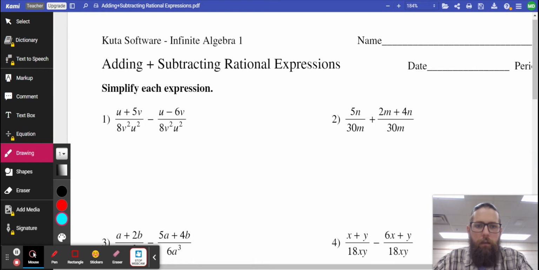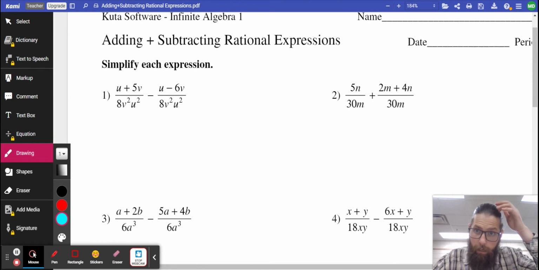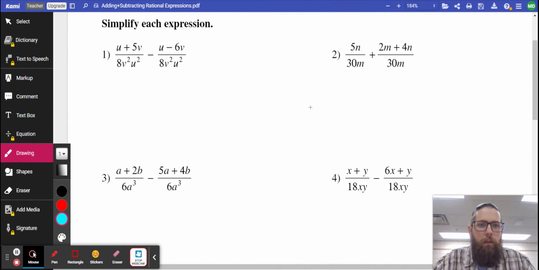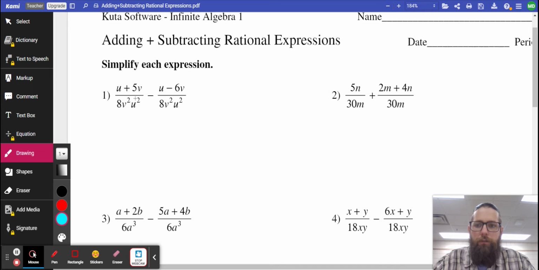Hey, good morning, everybody. Today we're going to be taking a look at how do you add and subtract fractions that have letters in them. Just so you know, when a fraction has variables in it, we call them rational expressions. That's why you see it right here.